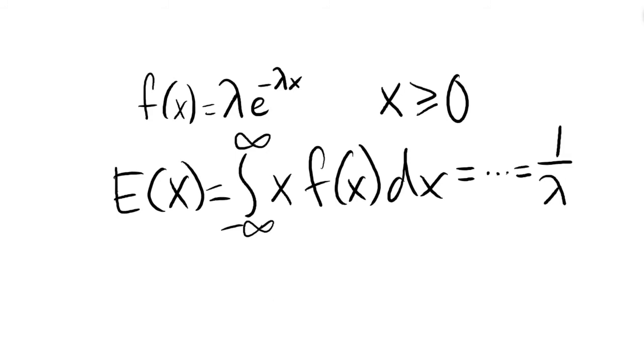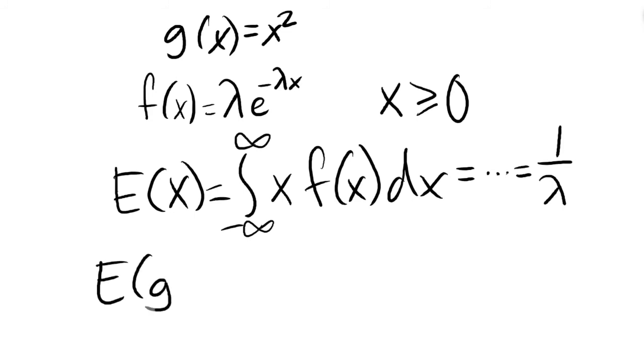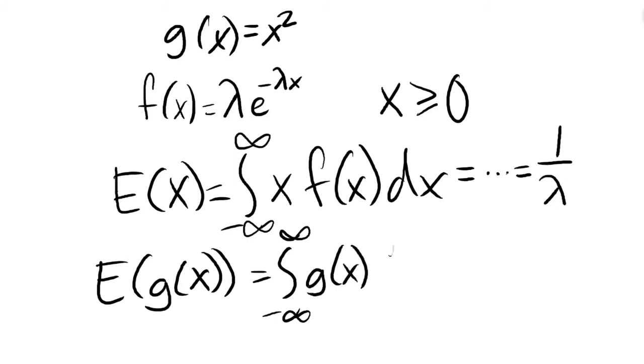But how would we calculate if we would have, let's say, a g(x) that is equal to x squared, and we want to calculate the expected value of g(x)? Well, we still use this function, but instead of x, we have another function. So this would be, just as before, an integral over the whole spectrum. And instead of x here, we put g(x), and then f(x) dx.